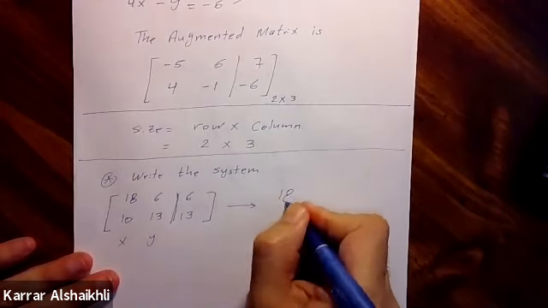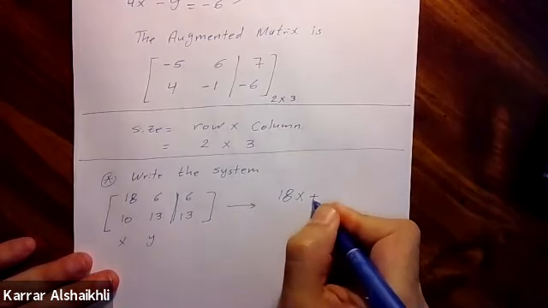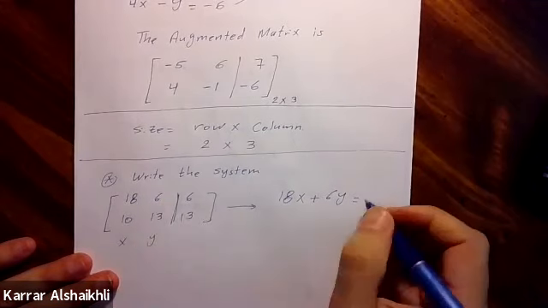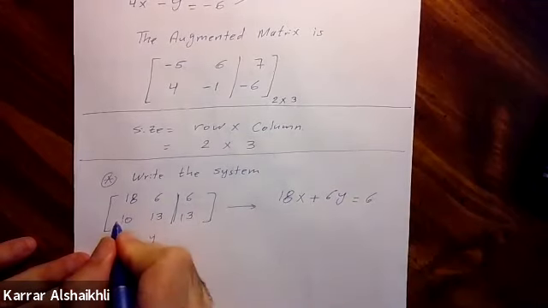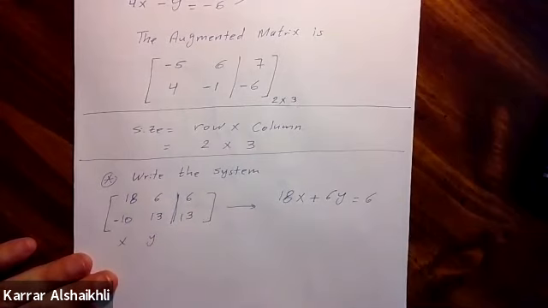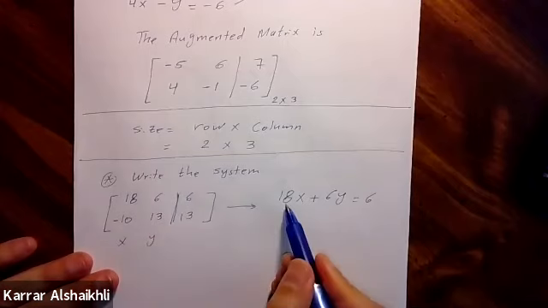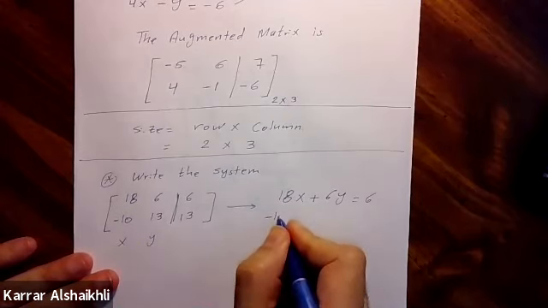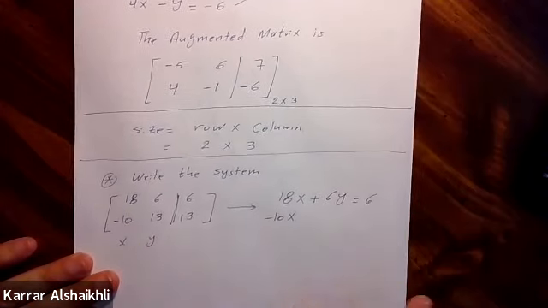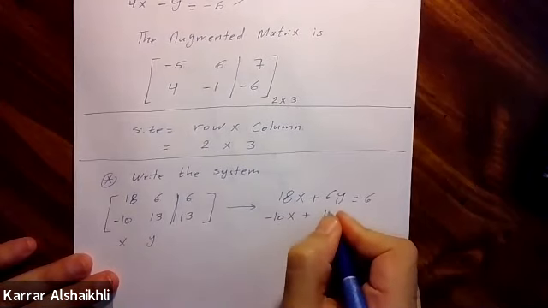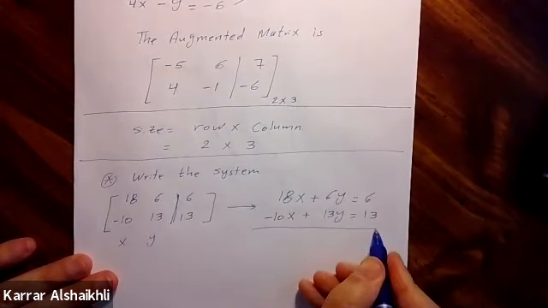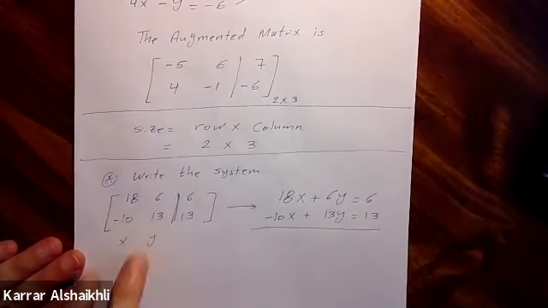So it's going to be 18x plus 6y equal 6. This is the first one. The second one for the system is going to be -10x plus 13y equal 13. So now this is the system for this augmented matrix.